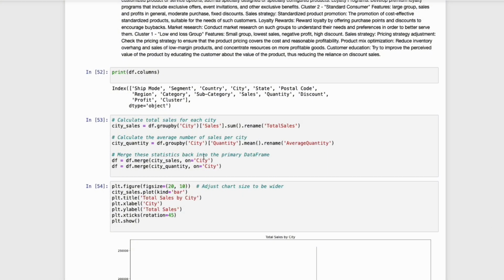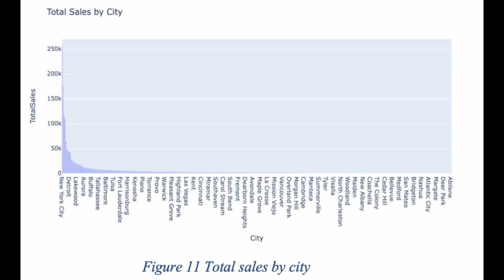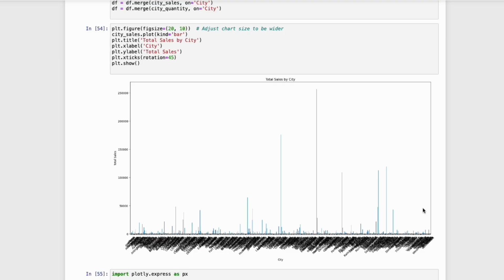There are also some other explorations, for example, showing total sales by city. It can intuitively show the comparison of sales performance in different cities, helping enterprises to understand market distribution and identify sales hotspots. At the same time, adding total sales and average sales volume to the master dataset can facilitate further analysis, such as analyzing the relationship between city sales and average sales volume, or assessing market saturation and growth potential.